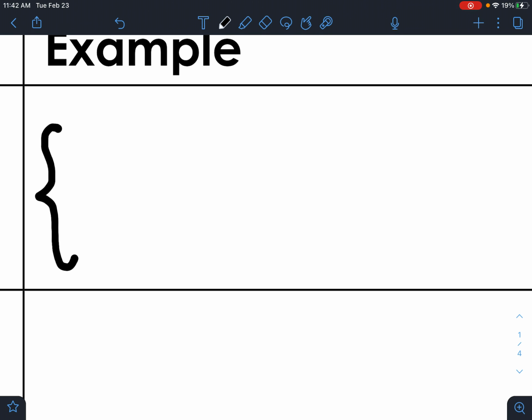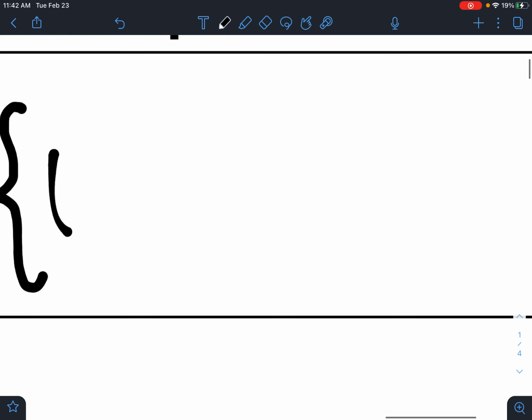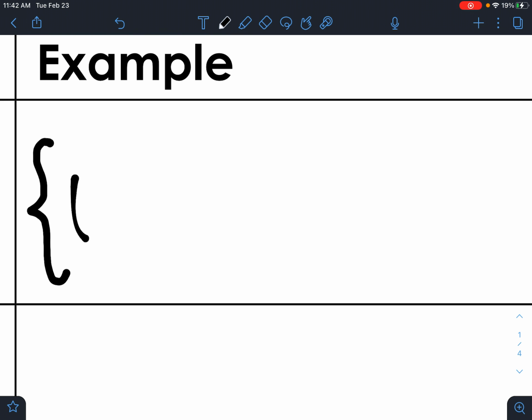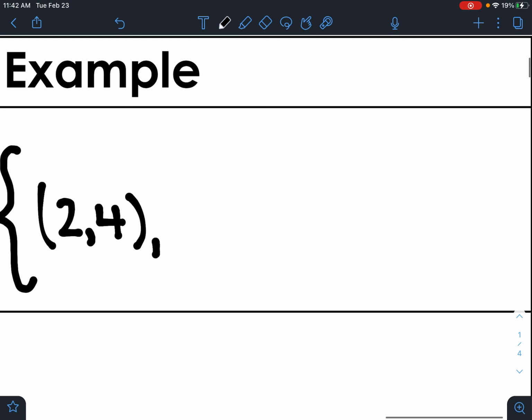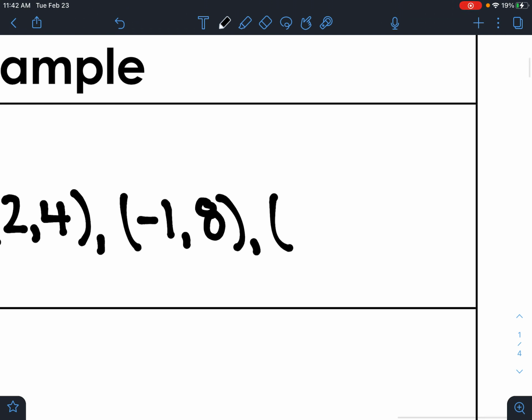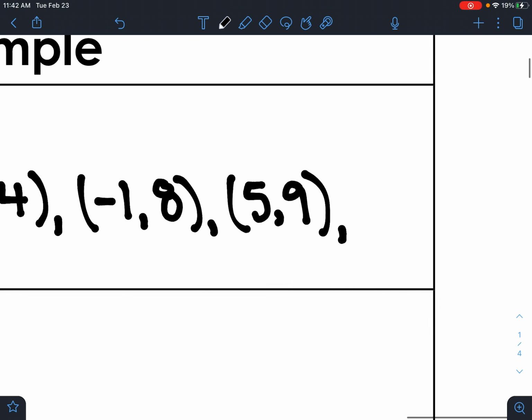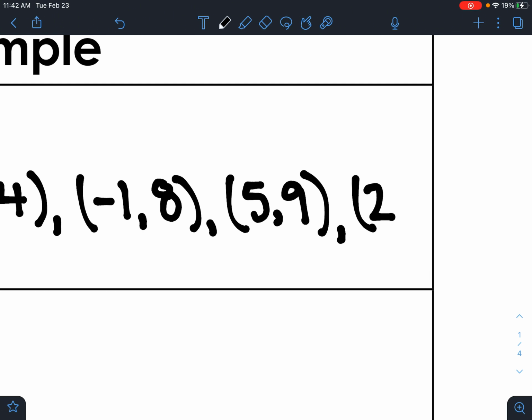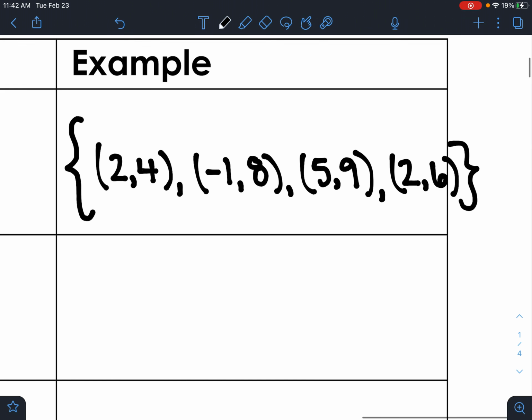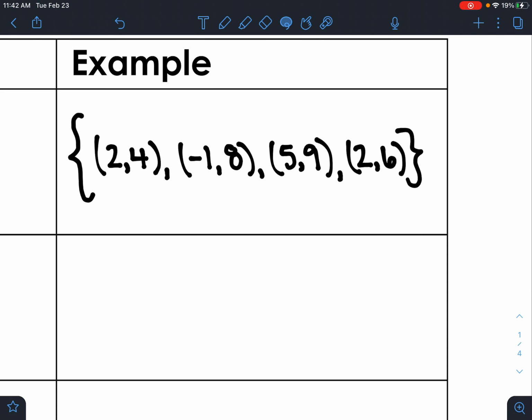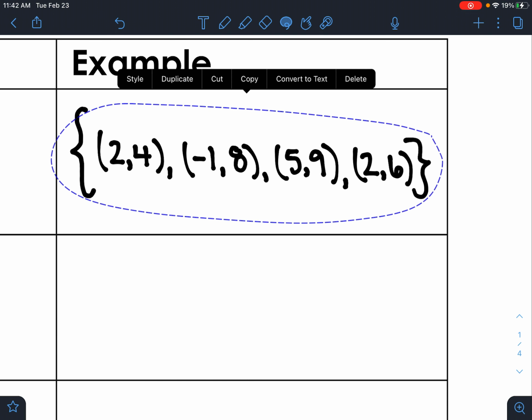And I'm going to write a set of ordered pairs. So inside parentheses, I'm going to do (2, 4). All right, I'm going to do (-1, 8). I'm going to do (5, 9). And then I'm going to do another, let's do (2, 6). And then I'm going to close that set of curly braces. And this is an example of a relation, all right? It's just a set of ordered pairs, okay?